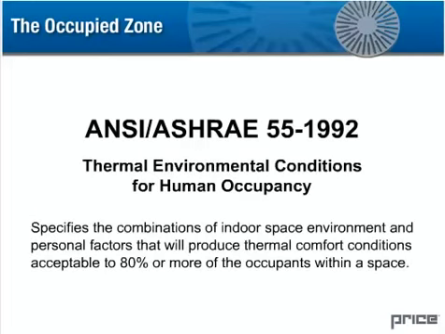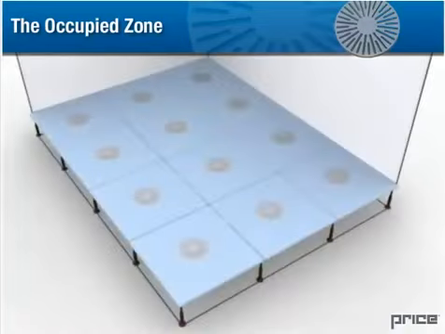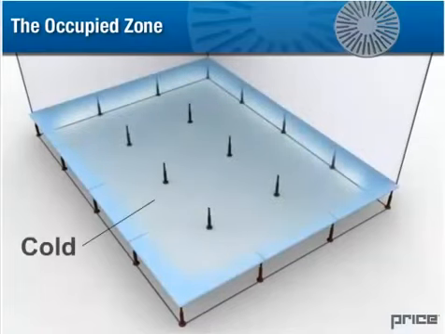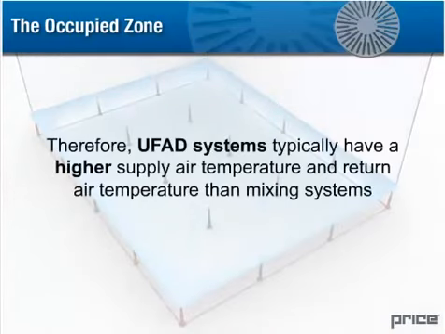Thermal environmental conditions for human occupancy specifies the combination of indoor space environment and personal factors that will produce thermal comfort conditions acceptable to 80% or more of the occupants within a space. We cannot introduce air at temperatures typical of an overhead system because it would cause increased temperature variations in the occupied zone, and as we are supplying air through an underfloor plenum, the floor would be very cold. It would act as a radiant cooling panel, and conduction or leakage would cause feet to be very cold. Therefore, UFAD systems typically have a higher supply air temperature and return air temperature than mixing systems.